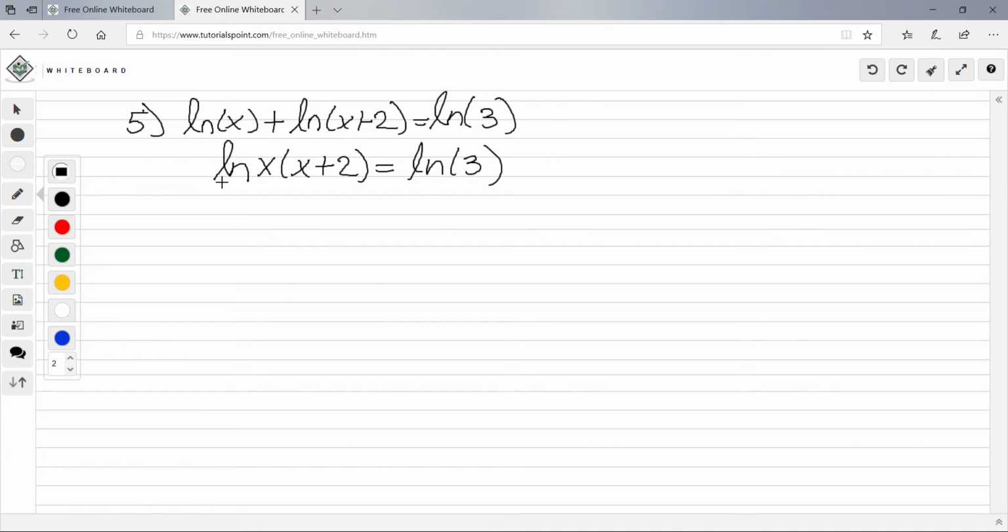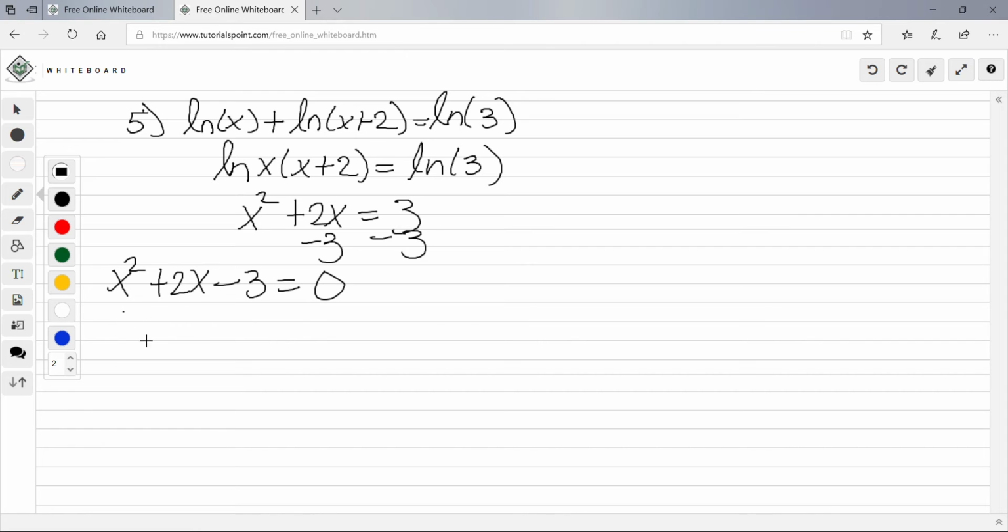Let's simplify. We have ln on both the right and left, so you just ignore it and bring down the inside. So x times x plus 2, which is x squared plus 2x, equals 3. Our goal is to solve for x. Let's get the right side to 0 by subtracting 3. So we have x squared plus 2x minus 3 equals 0.